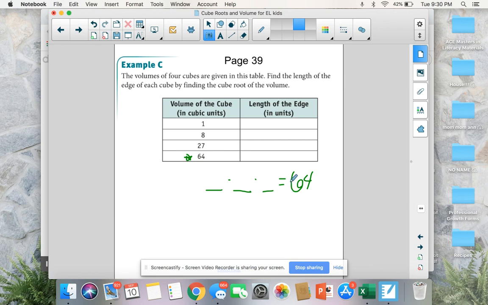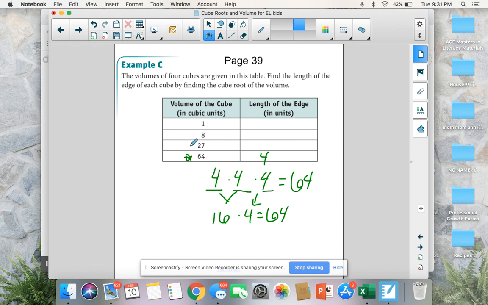It's going to be a whole number. I want you to see if you can try to guess it. If you guessed 4, you are correct, because 4 times 4 times 4. So here, 4 times 4 is 16. 16 times 4 gives me 64, because I just bring that one down.